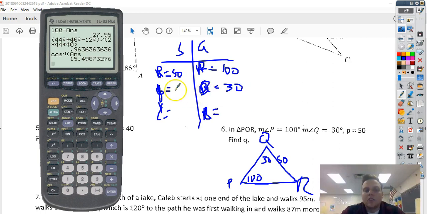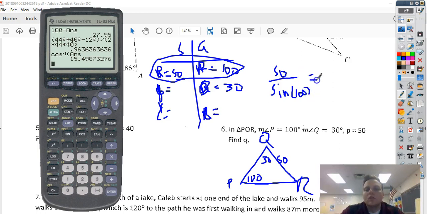And wants me to find little q. Oh, nice. So I have a pair of opposites, and I need to find little q. And I can do that because I know the angle. So I can say 50 over sine of 100 is equal to little q over sine of 30. So then I'm going to cross multiply: 50 sine 30 is equal to q sine of 100.